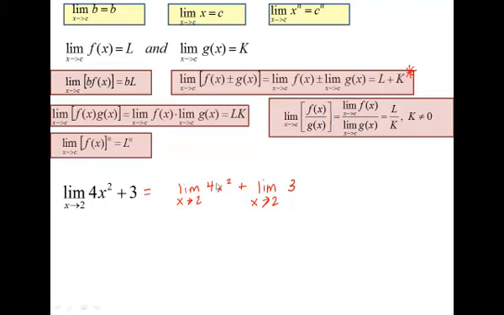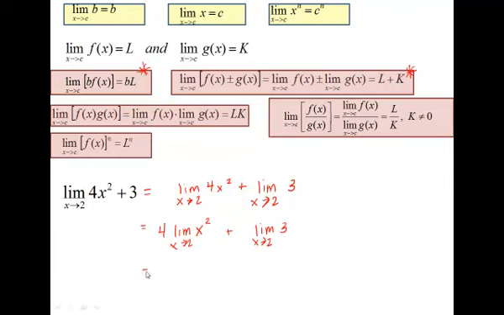Another thing I can do is, you can see this chunk right here is a combination of a scalar multiple and also has a power. I'd like to get myself to that power, but I'm going to get rid of the scalar first by using this property. Any kind of scalar you can bring to the front. Once again, please play around with these. Make sure it makes sense that you could do this. So 4 times the limit as x approaches 2 of x squared, plus the limit of 3 as x approaches 2.